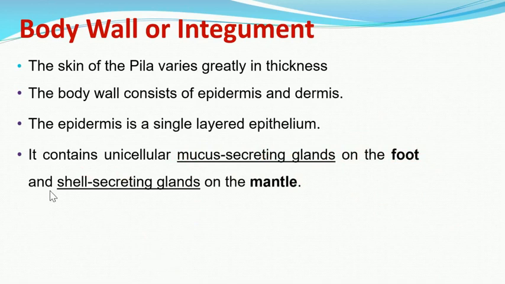And then there are shell-secreting glands which are present on the mantle. From the mantle the three layers of the shell are formed due to the presence of these glands. Along with the secretion of mucus and shell components, sometimes it can also secrete some pigments and lime. These mucus glands are present in abundance on the foot, and the shell-secreting glands are numerous on the mantle.